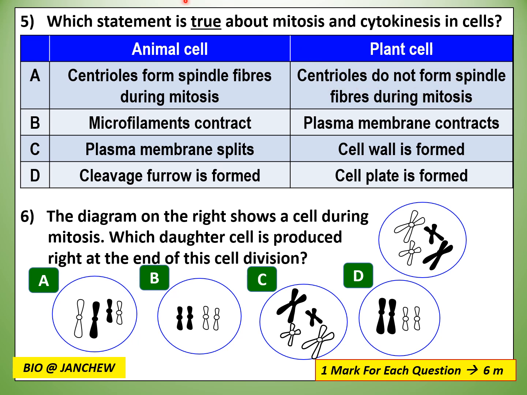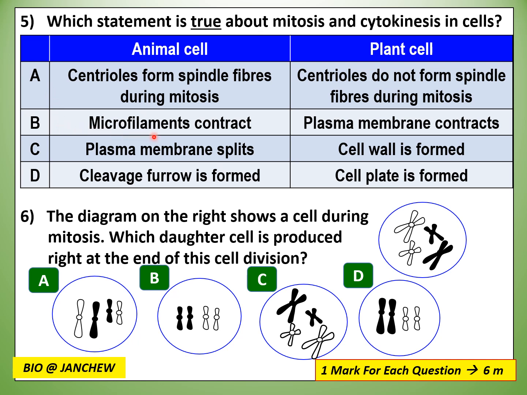We are trying to find the correct or true statement. So highlight this if it comes out in the exam. Whether it's true or false, you have to highlight it. Make sure that you're not confused. Now we're looking for the correct statements. So this statement for plant cell is wrong. Therefore, the answer is not A.